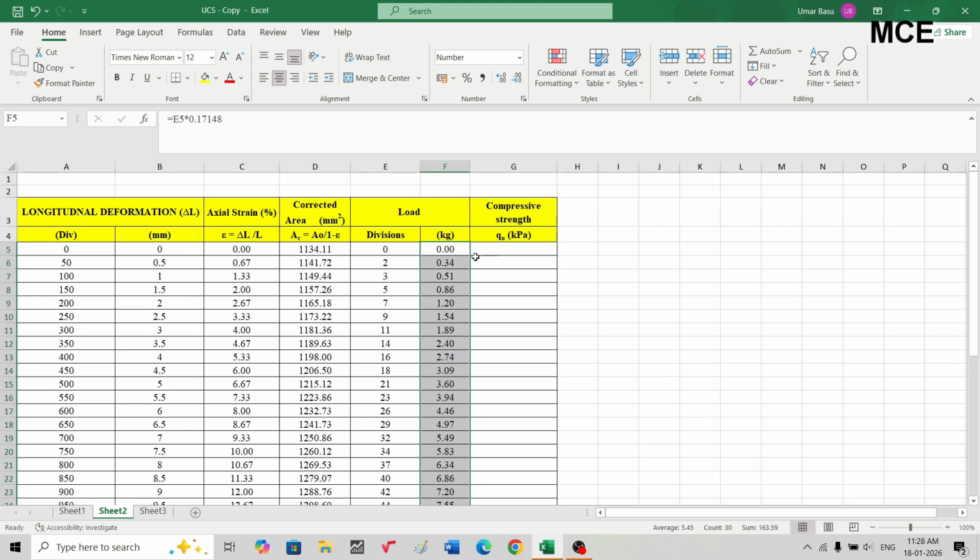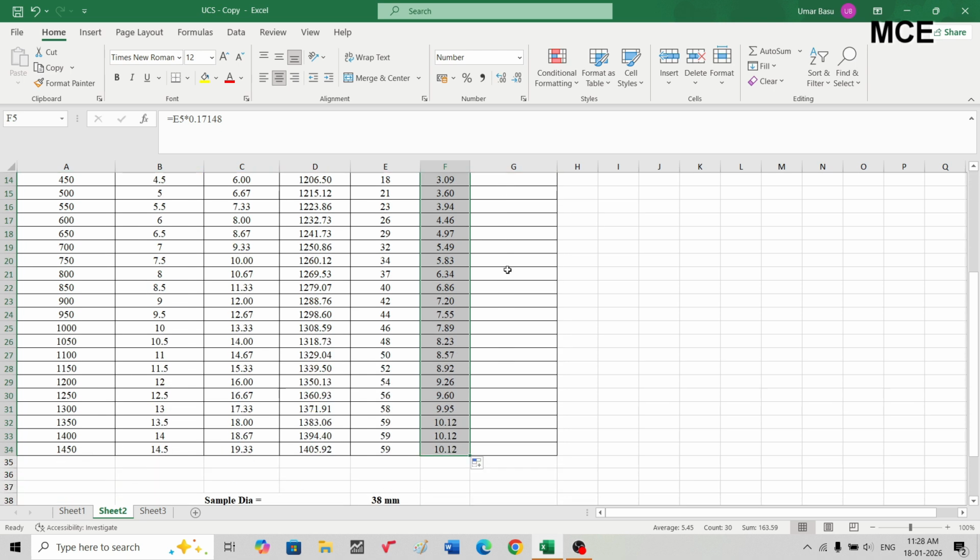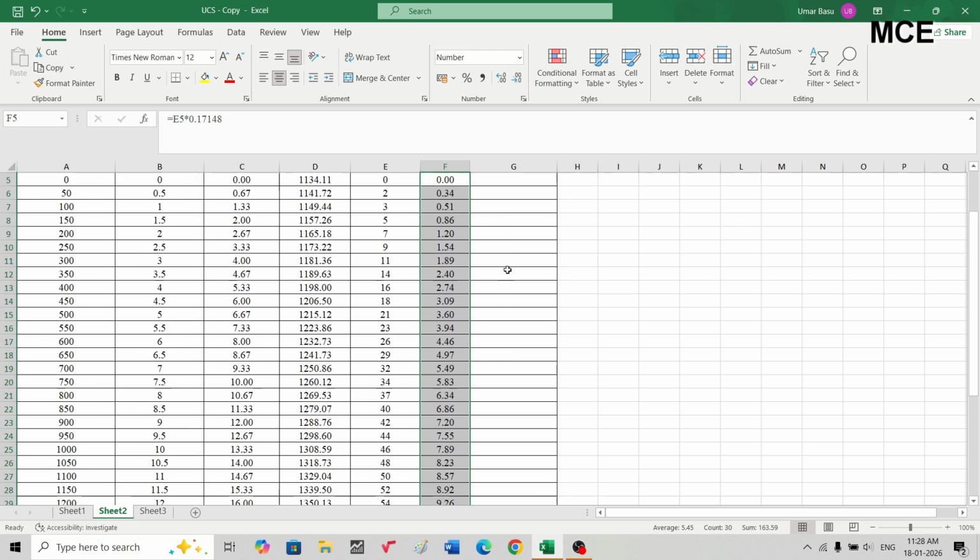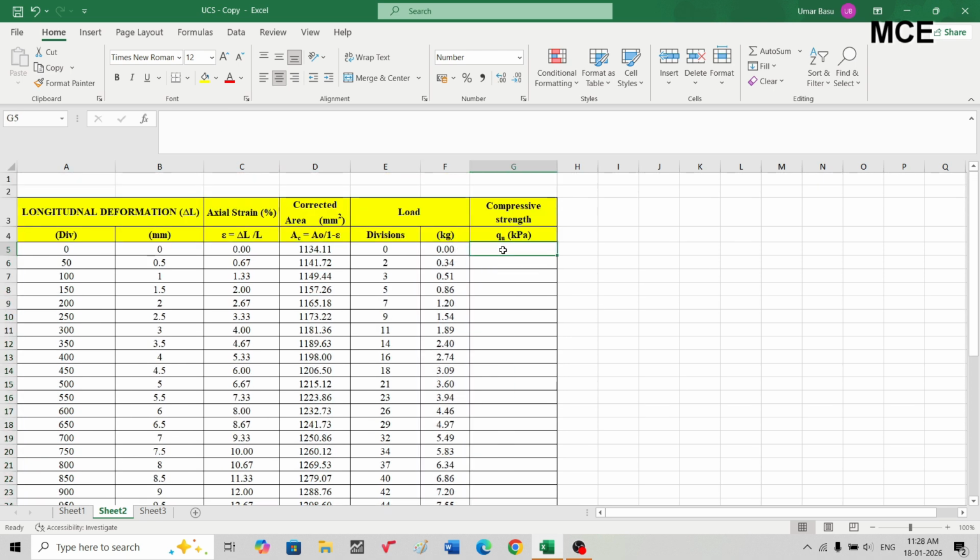After that you will find the compressive strength. For compressive strength, simply divide the load by the cross sectional area, but if you want it in kilopascal, you have to multiply the load first with acceleration due to gravity, then divide it by the cross sectional area. You will get the compressive strength in kilopascal.